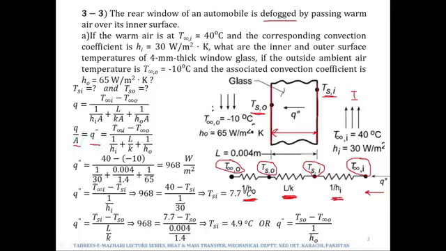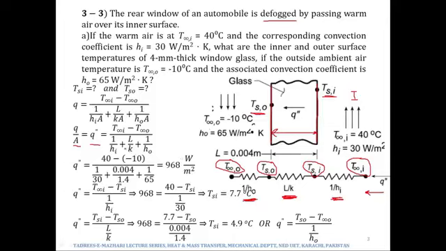So now T infinity I is 40, minus T infinity outside, which is minus 10, over 1 over Hi. Hi is given to us as 30, plus L over K. Now length is not the length, rather it is the thickness of the glass. Thickness of the glass is given to us as 4 millimeters, so it is 0.004, over thermal conductivity.